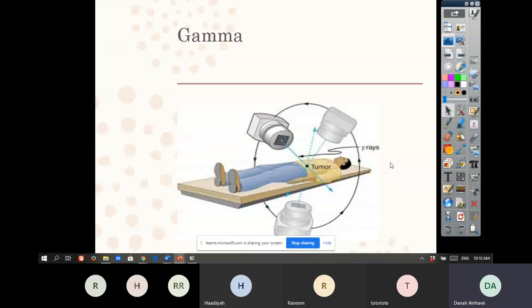The last one is gamma ray. Gamma ray has the most energy and the shortest wavelengths, and they use it to know more about inside your body, not only the bones but also inside the body, and it helps to discover if there is a tumor or cancer or something like that.